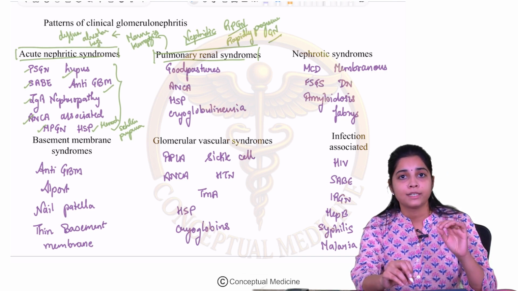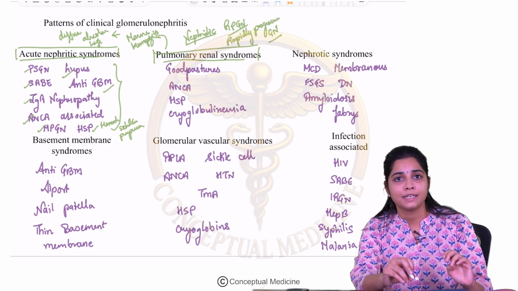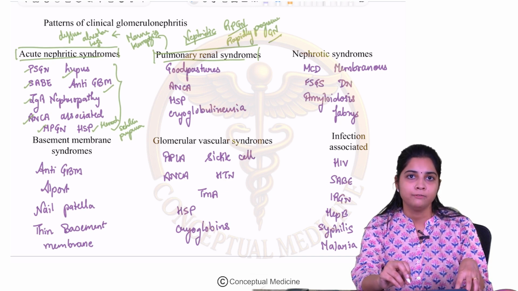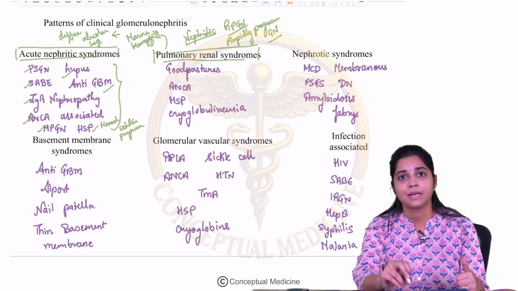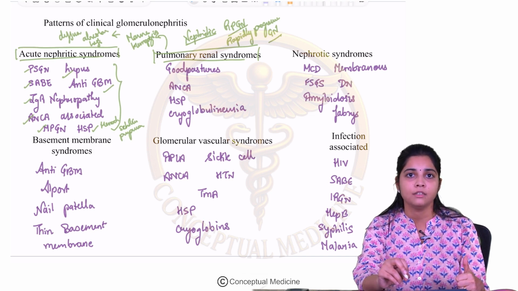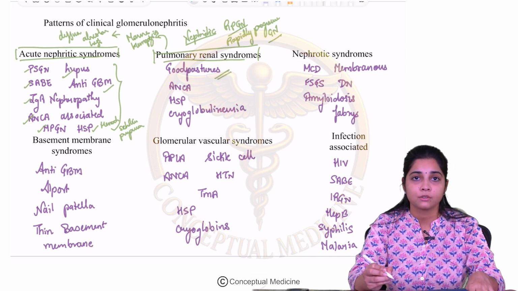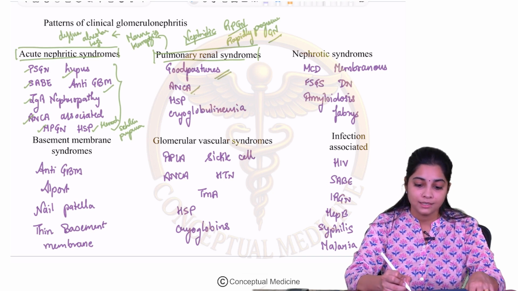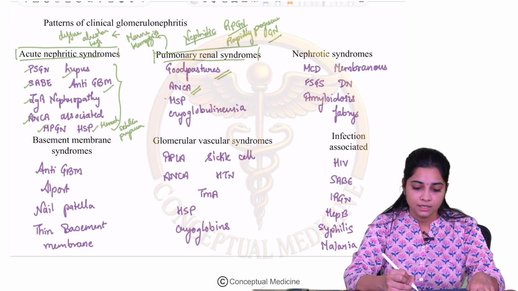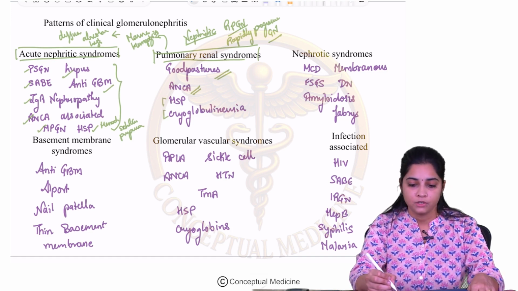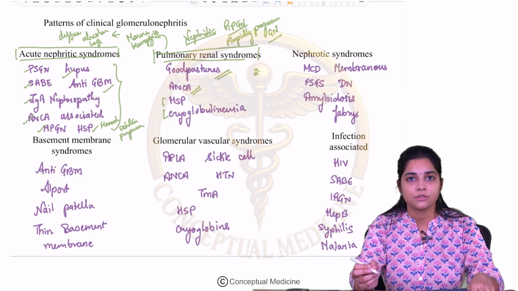Due to some inciting factor, there is damage to both the kidneys as well as the alveoli, as a result of which there is bleeding into the alveoli and they present with massive hemoptysis with worsening renal failure. So what are all the syndromes under this? You have the very famous Goodpasture syndrome, then certain ANCA-associated vasculitis, again Henoch-Schönlein purpura, and cryoglobulinemia. So this is your second clinical syndrome, which is your pulmonary renal syndromes.